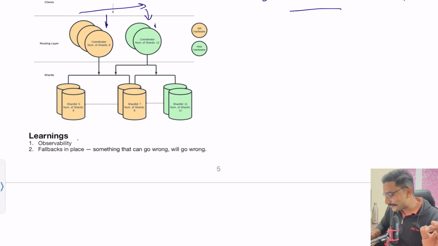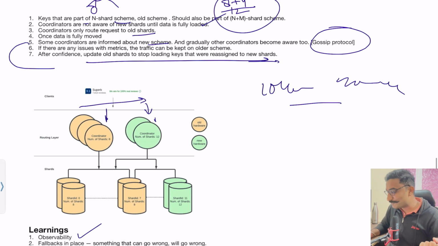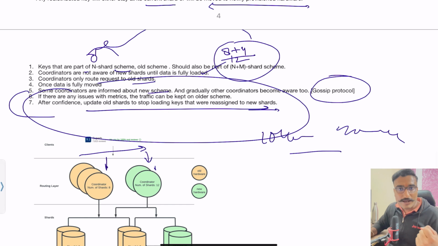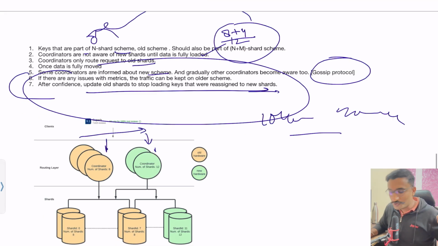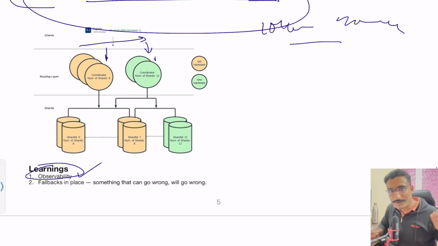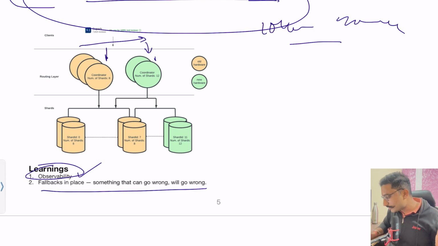So what are the learnings? Observability, which means we have metrics in place so that we can say, I have gained the confidence now and a new shard scheme can be used. You can do this via observability. You have proper metrics, proper logs, and proper alarms. If anything goes wrong, you have a mechanism in place to identify those issues and fix them. You should also have fallbacks in place.